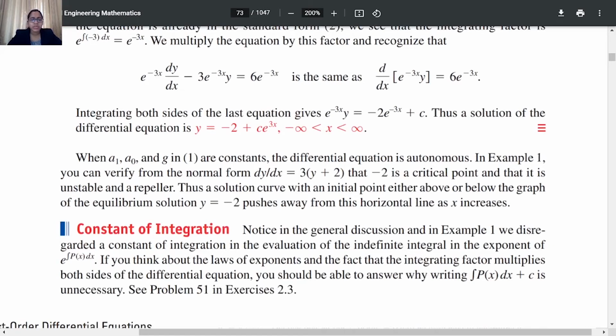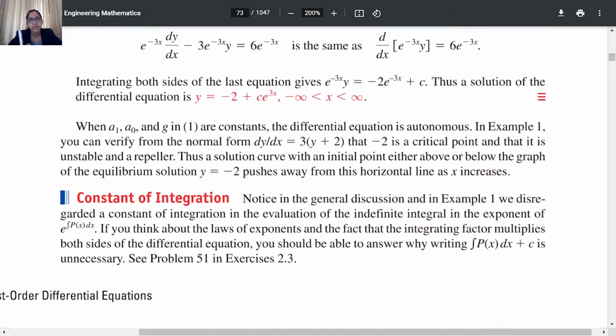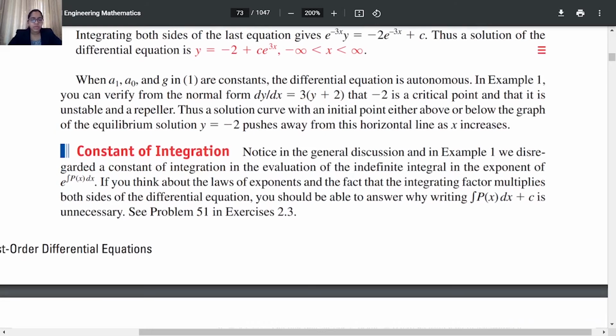Then we have something about the constant of integration, which we also discussed in the previous lecture, that these constants can be combined. Here, y will be nothing but minus 2 into e raised to minus 3x divided by e raised to minus 3x, which gets cancelled, plus c divided by e raised to minus 3x, that is c into e raised to 3x. So that is about the constant of integration.